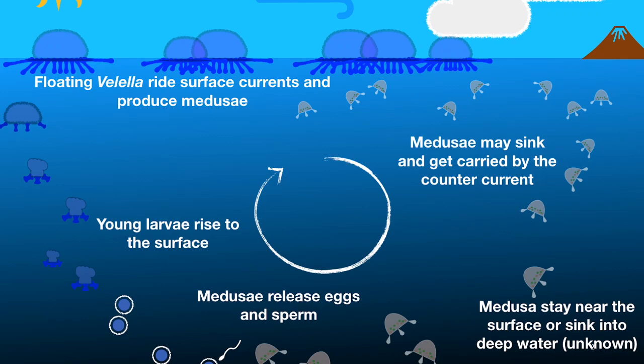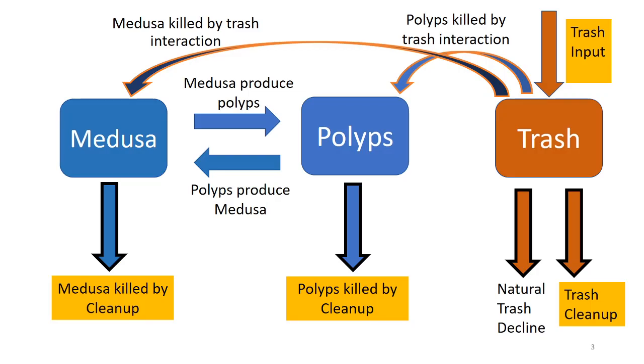and how they would interact with the trash and with the cleanup. So this is a diagram of the model before I show you the actual mathematical model. We have that the medusa produce polyps, and the polyps produce medusa. You'll see those birth rates are, if you've done any modeling, what you're used to from the species itself. So the birth of the medusa are from the polyps, and the birth of the polyps are from the medusa.